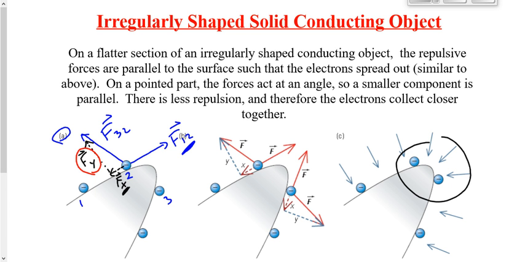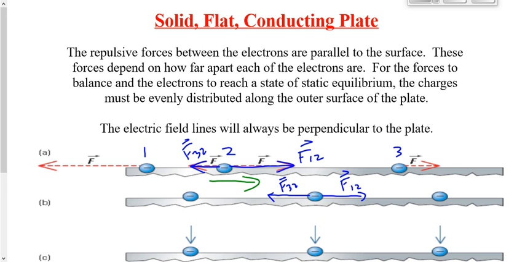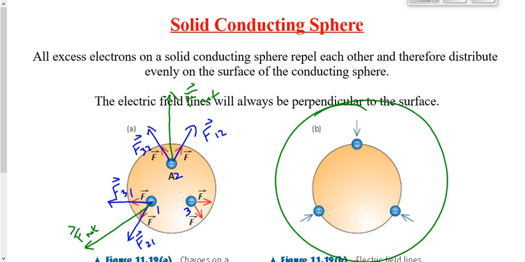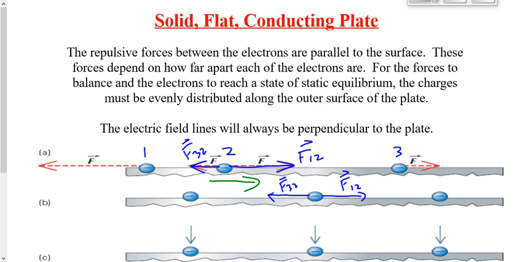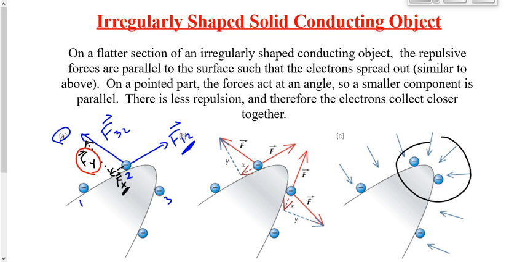If we have a uniformly shaped object, whether it be spherical or a solid flat conducting plate, we will always have the charges go to the outer surface, and they will always be evenly distributed. If we have an irregularly shaped object or a pointy object, the excess charges will still go to the outer surface, but this time they will be more concentrated at the tip.